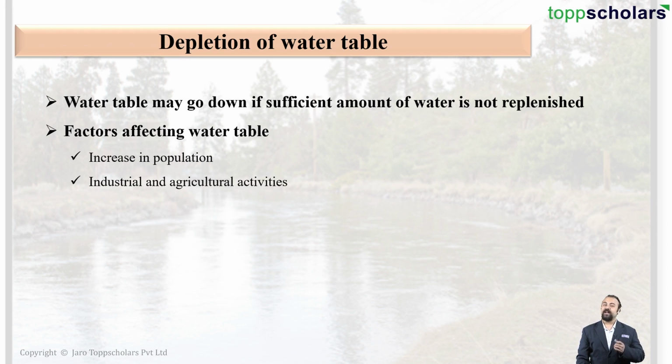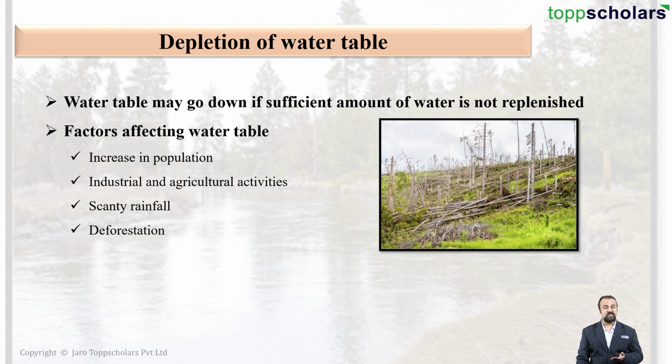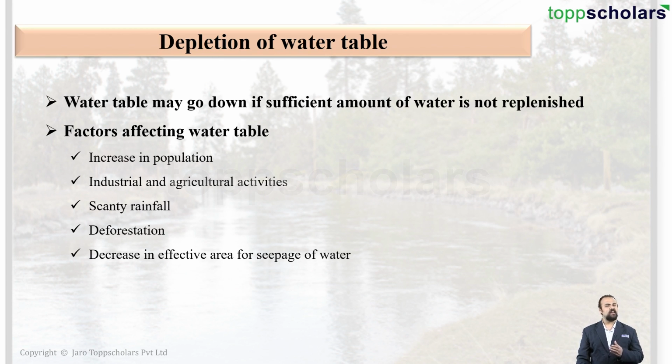Students, also, industrial and agricultural activities are causing the level of groundwater to become less and less. Scanty rainfall is another reason for not having a sufficient amount of water. Even deforestation can lead to less amount of water in the aquifers. And finally, students, decrease in effective area for seepage of water.